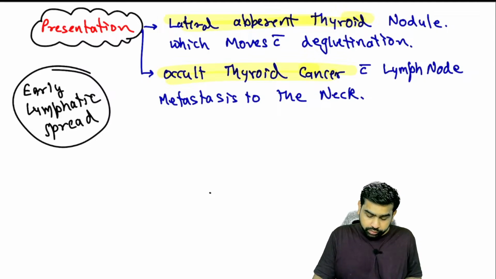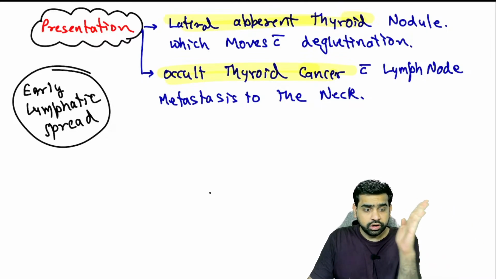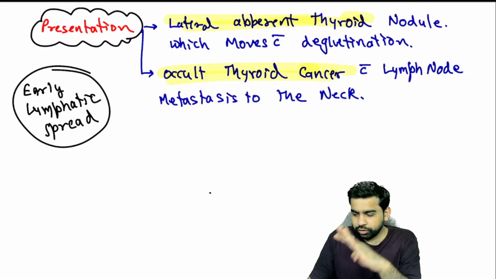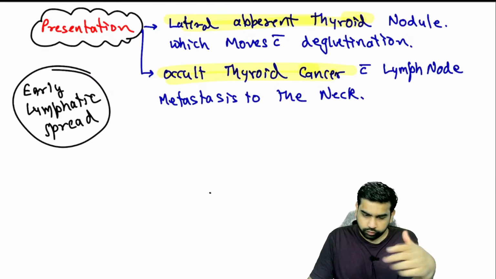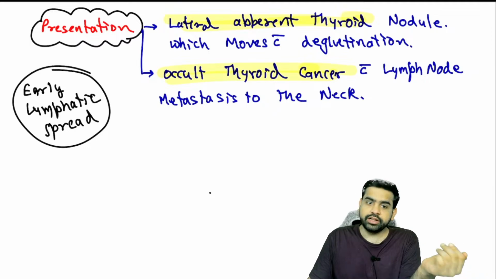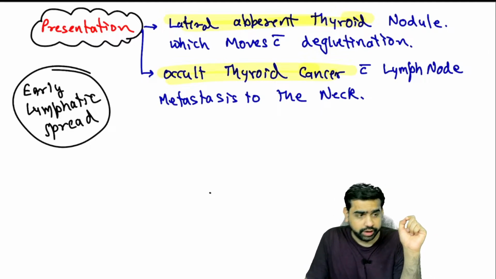Now, does long-standing Hashimoto's lead to papillary carcinoma thyroid or lymphoma? A long-standing Hashimoto's thyroiditis more commonly leads to thyroid lymphoma. But I understand where your question is coming from. In Sebastian, it is mentioned that long-standing Hashimoto's thyroiditis is also a risk factor for papillary carcinoma thyroid, but a low risk factor. So if somebody asks what Hashimoto's thyroiditis is associated with, definitely it is thyroid lymphoma. But if they ask whether it is also associated with papillary carcinoma thyroid, the answer is yes, it can be. I hope you got your answer.